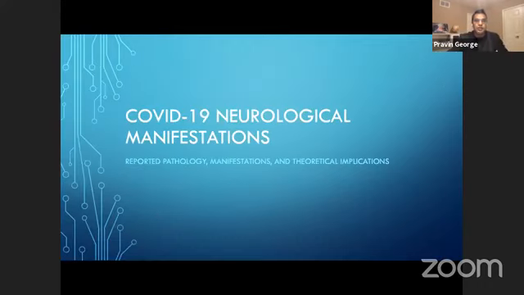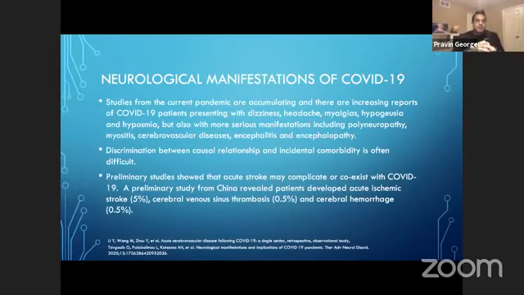So fast forward to now. We're looking at the neuro manifestations, any kind of reported pathologies, manifestations, and theoretical implications going forward from here. The studies from the current pandemic are accumulating at an incredible pace, as all of you know. There are increasing reports of COVID-19 patients presenting with dizziness, headaches, myalgias, inability to taste, inability to smell, but there are also some more serious manifestations, including polyneuropathy, myositis, cerebrovascular diseases, encephalitis, and encephalopathy.